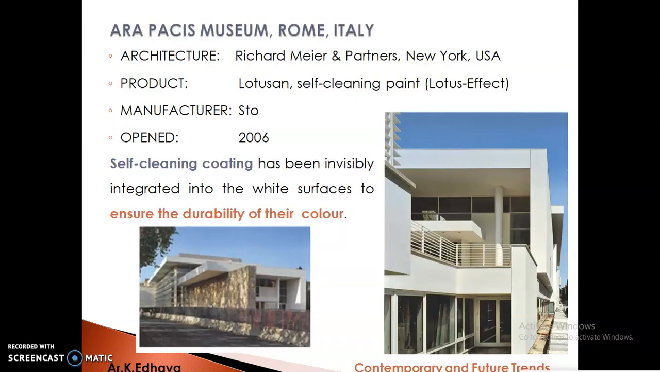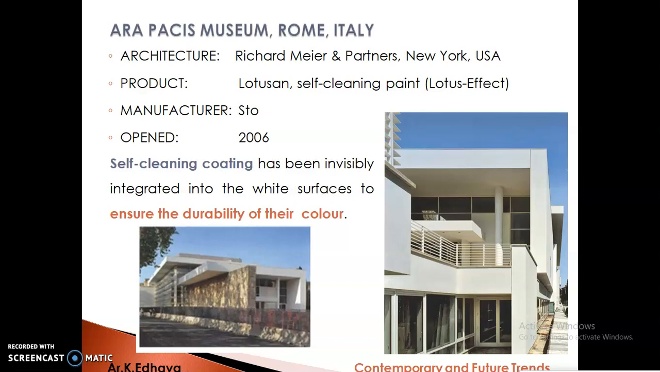So the examples of these kinds of surfaces: firstly, the Arapakis Museum in Italy. This is designed by Richard Meier and Partners. The product being used is Lotus self-cleaning paint, which has the Lotus effect. The manufacturer is Sto, and it was opened in 2006.